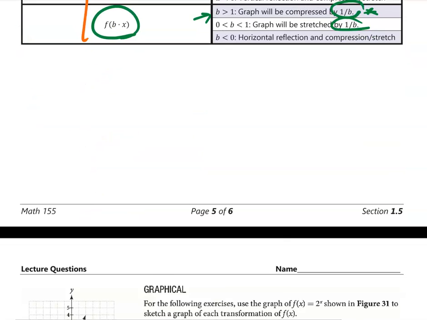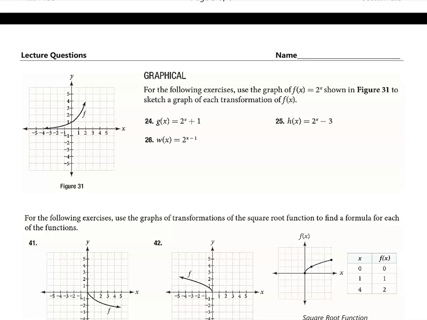Let's have some examples. Graphical. For the following exercises, use the graph of f of x equal to 2 raised to x, shown in figure 31, an exponential, to sketch a graph of each transformation. So this is an exponential function, 2 raised to x. Number 24, 2 raised to x plus 1. Plus 1 means you go up by 1. Minus 3 means you go down 3.